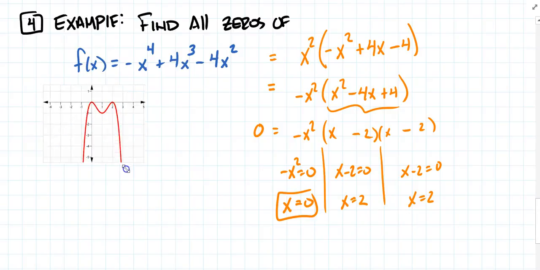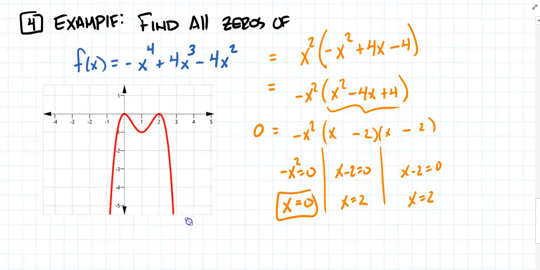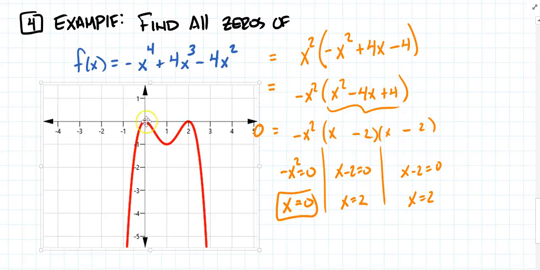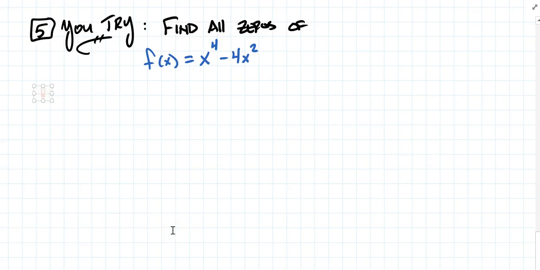So again, if I look at my graph over here, I see I have a root at 0 and I have a root at 2. Notice the one at 0 also turns around. That's because it's a double root, because it's squared. And then notice the one at 2 turns around as well. But for the way that we answer this question, the zeros are at x equals 0 and at x equals 2. Okay, box number 5 is a you try.